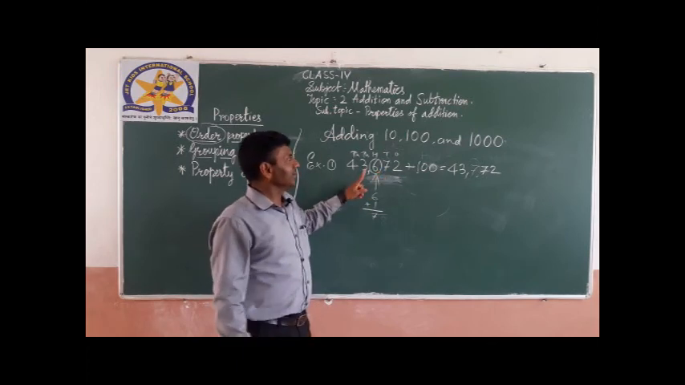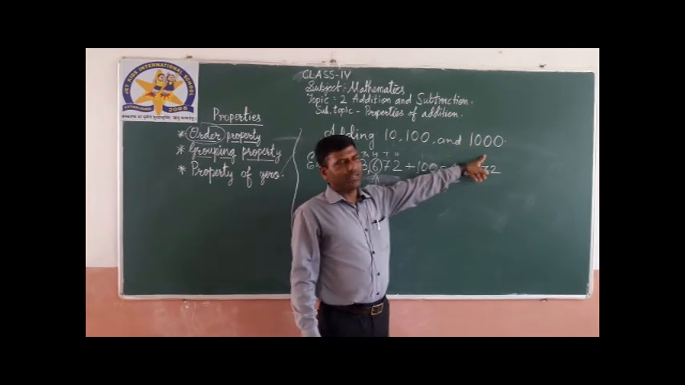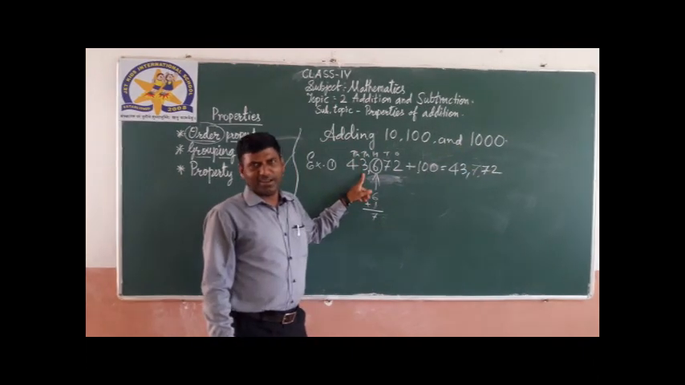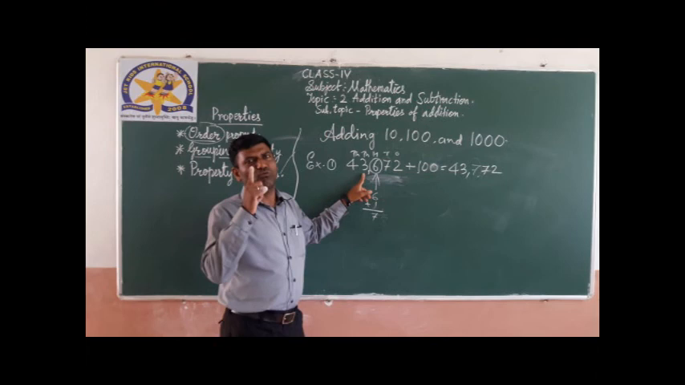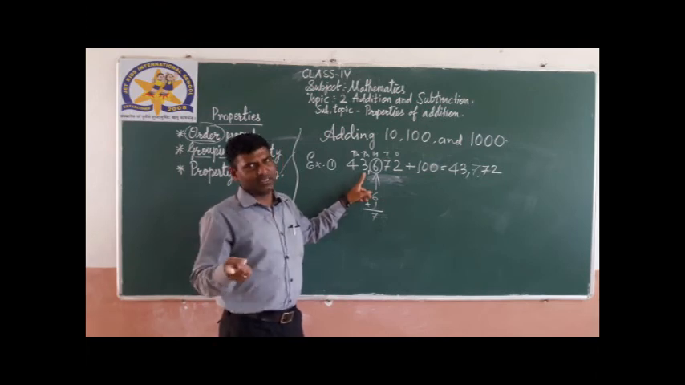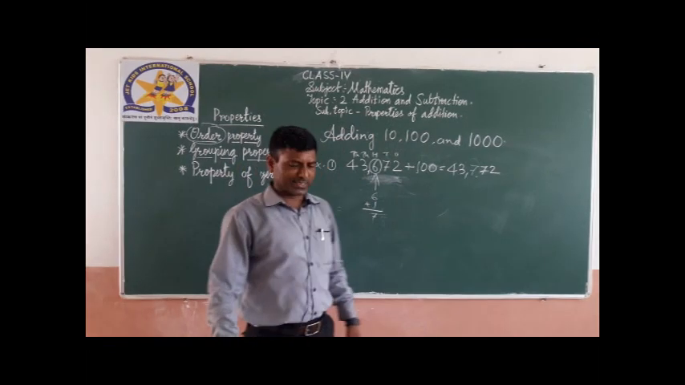If you are adding 1000 to a number, then the thousands place digit will increase by 1. You can add 1 to the thousands place. It's very easy. I hope you understand.